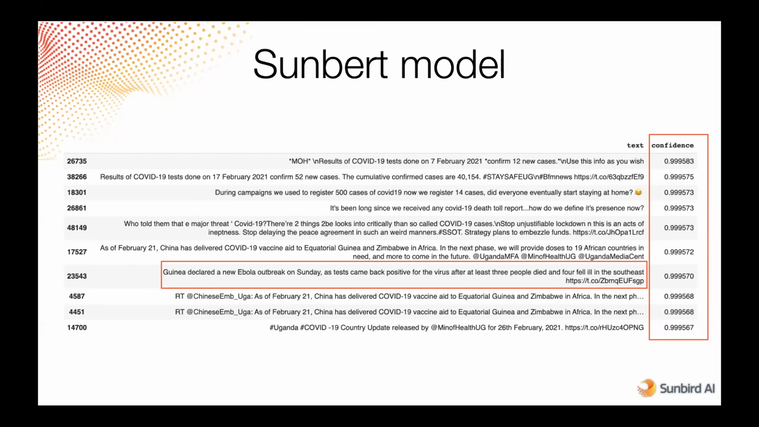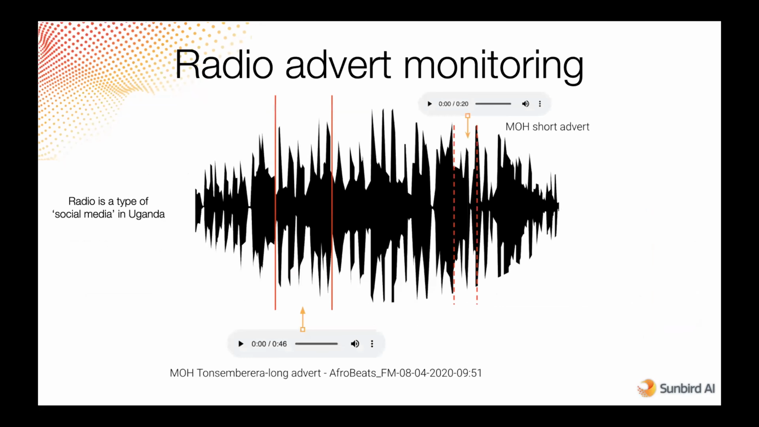So for example, this red highlighted thing, you see it's talking about an Ebola outbreak. Test came back positive, the virus, etc. 3 people died, 4 fell ill. So it has a high confidence that this is a COVID tweet because it's talking about a similar epidemic which happened a couple of years ago. So we thought this would be a good way to test the model so that it's not getting spurious results.